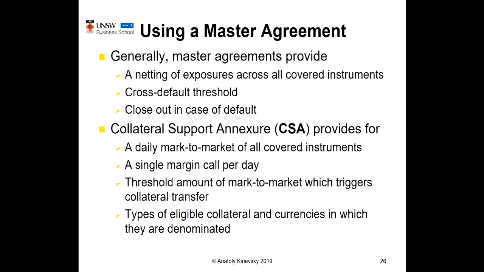So in terms of the master agreement, as I said, you've got the netting of exposures. So all of the different transactions get included, and then you calculate the net position. You work out the cross default, so how much you can default on one before everything gets defaulted, and how to close out all of the positions if there is a default. Right? So, as I said, you've got the agreement, and then you've got this collateral support annex that does the daily mark-to-market and the collateral transfer, and also talks about what collateral is required to support the positions. So again, this is how you mitigate your risk.